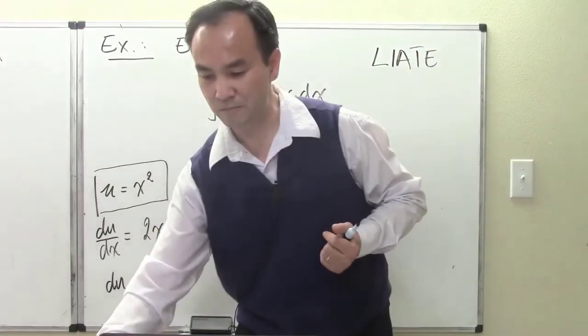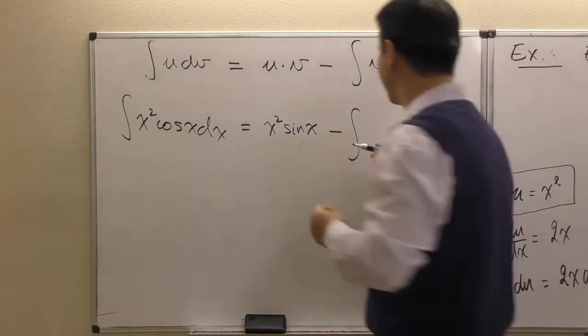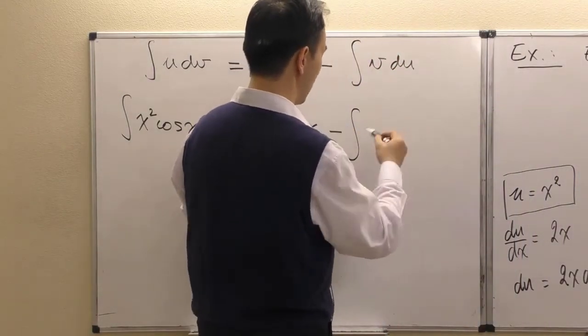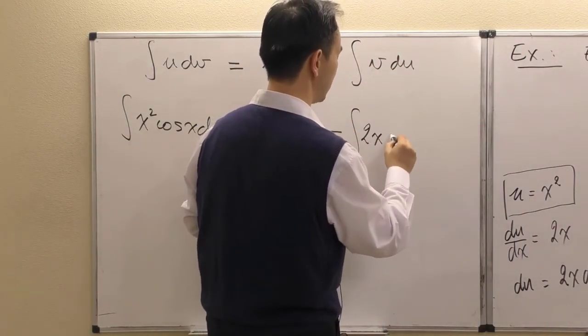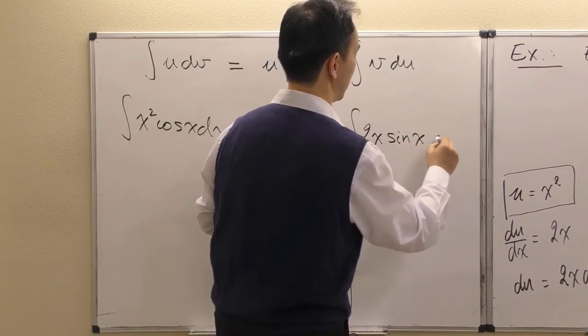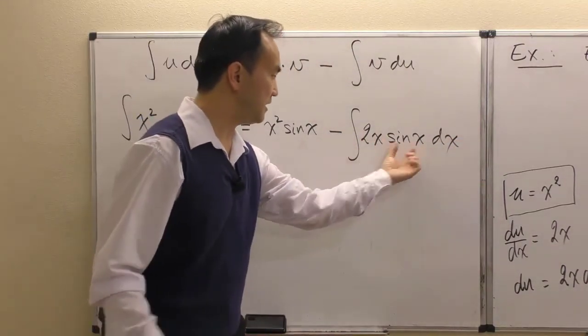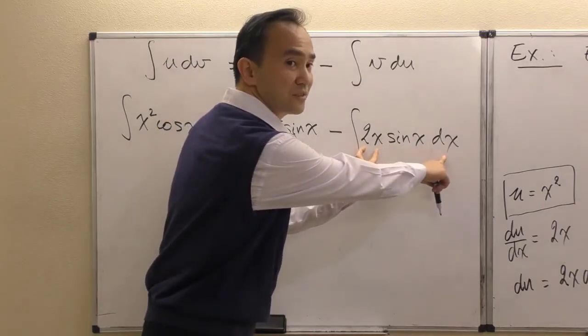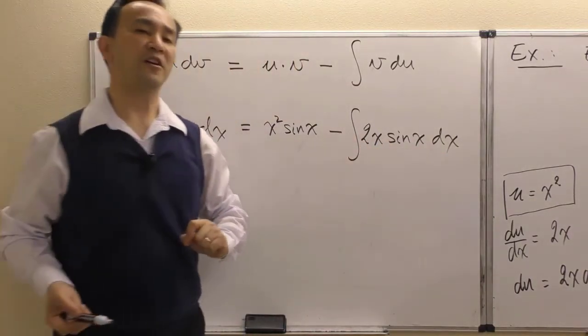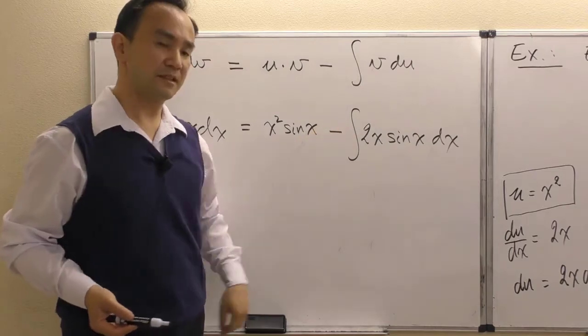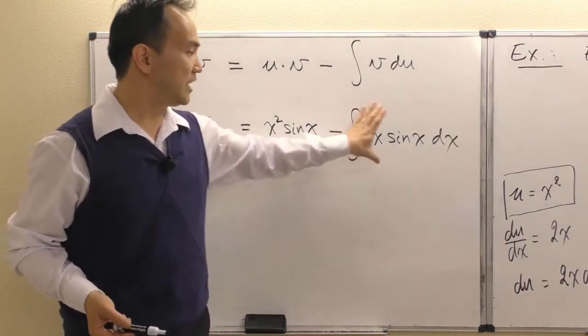v is here, but du is the 2x dx. But putting it all together, I have to write it as 2x times sine of x, and I put the dx at the end. So v and the product of those two functions, that is our du right there. So v du is here.